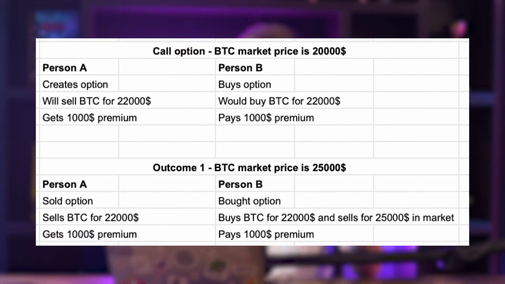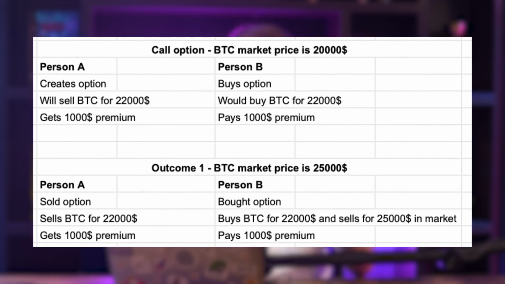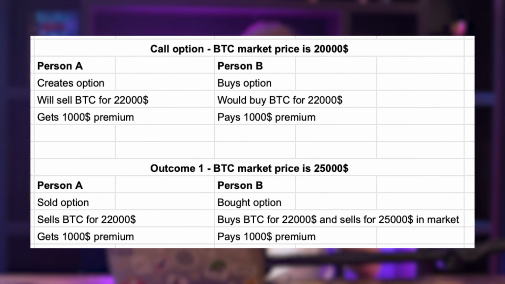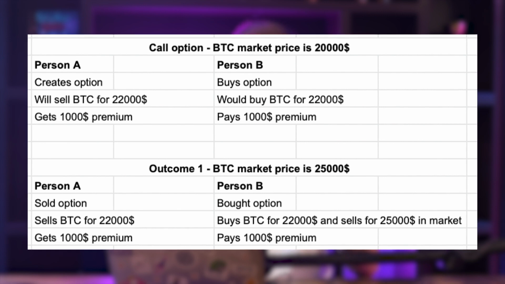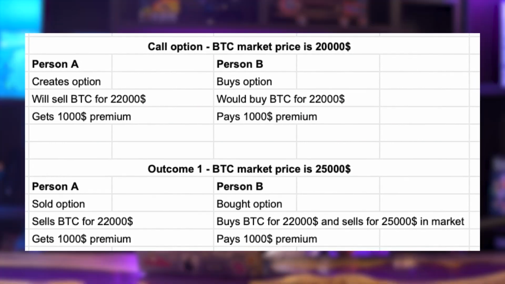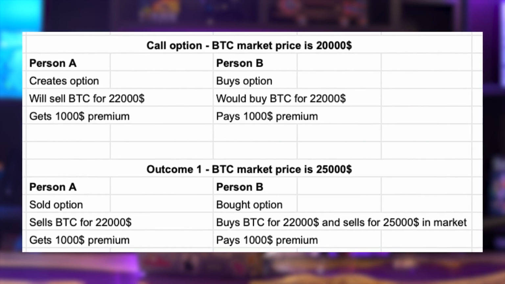So now if Bitcoin goes, for example, up to $25,000 in one week's time, so the time in the option, person B will be able to enjoy the right of buying Bitcoin for $22,000 from person A, because the option grants him the right to do so. And then, having bought Bitcoin for such a price, for $22,000 like in the option, person B can sell the Bitcoin immediately at the market price of $25,000 and make instant profits.